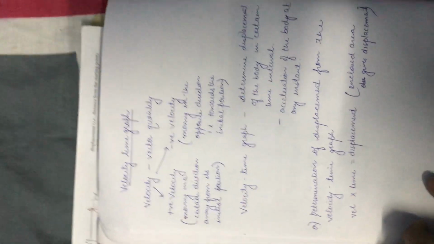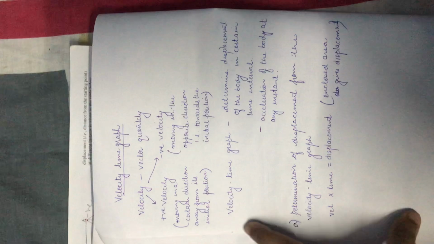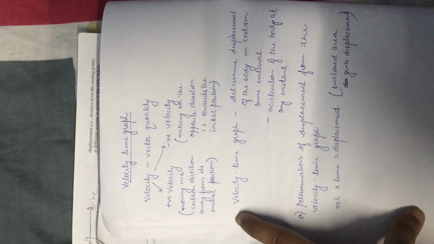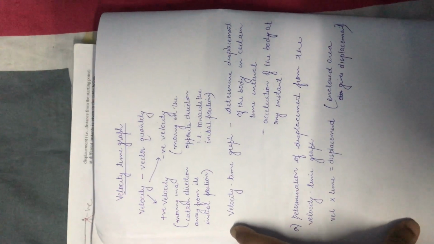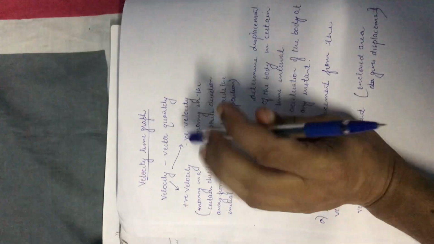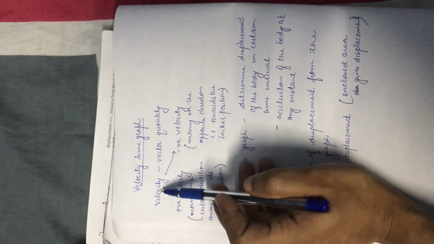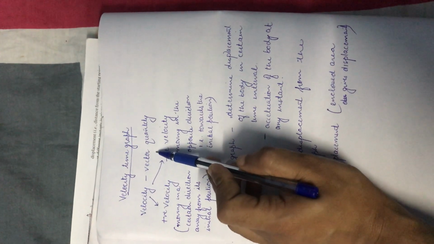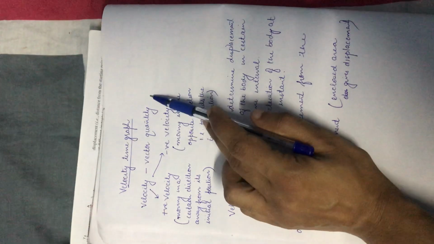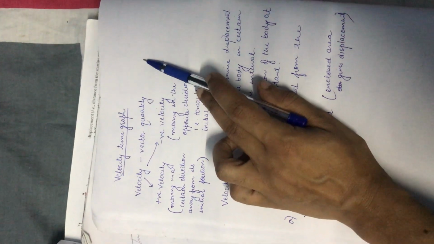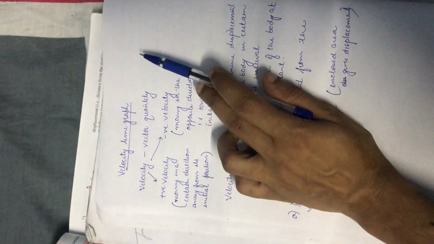Good morning, students. The topic which we are going to start today is velocity time graph. When we are talking about velocity, it is a vector quantity. It is considering both magnitude and direction. If it is considering both magnitude and direction, we have positive velocity and negative velocity.